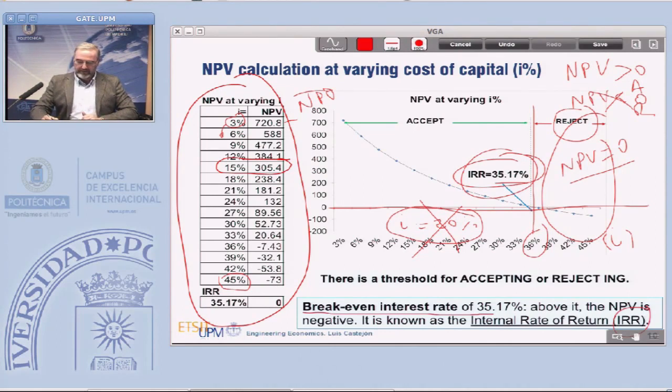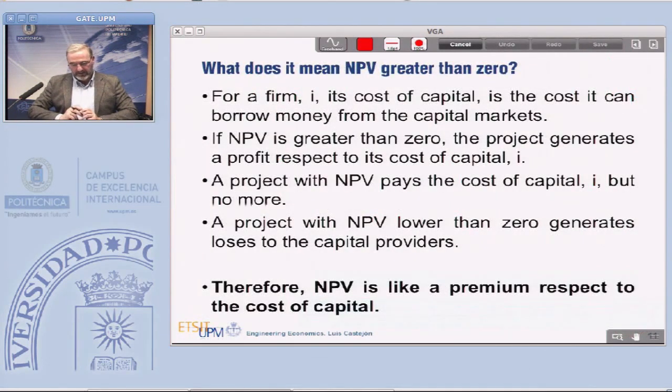So let's continue to have a further outlook of this NPV concept. This is the most complicated issue of this lecture, I think: what does it mean to have a net present value greater than zero? What does it mean that a project has an NPV of 100, for example? So let me explain that.